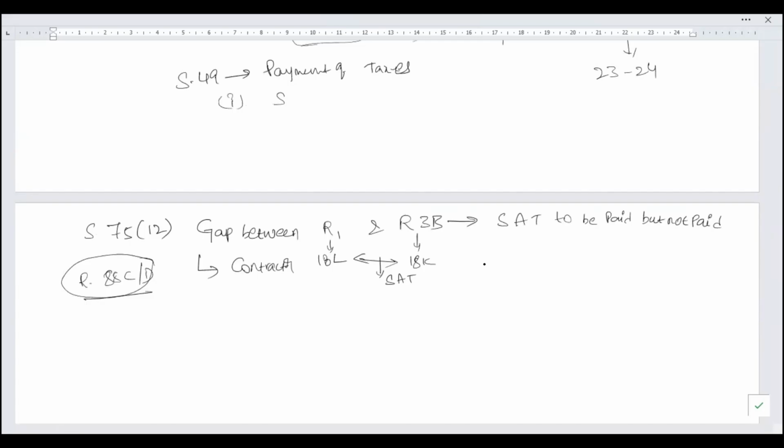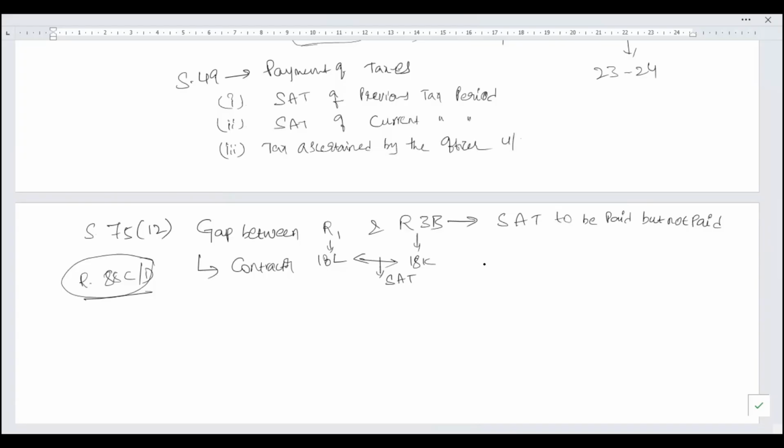Option number 1, self-assessment tax of previous tax period. Option number 2, in chronology, self-assessment tax of current tax period. Option number 3, tax ascertained by the officer under Section 73, 74, 74A. This is what they have said.